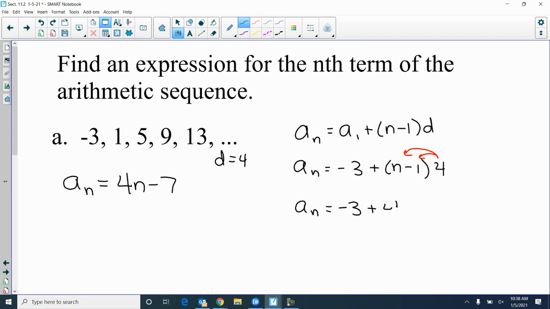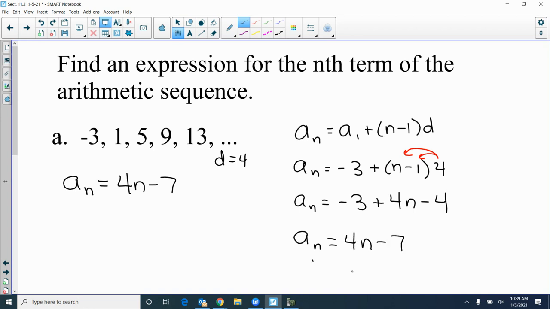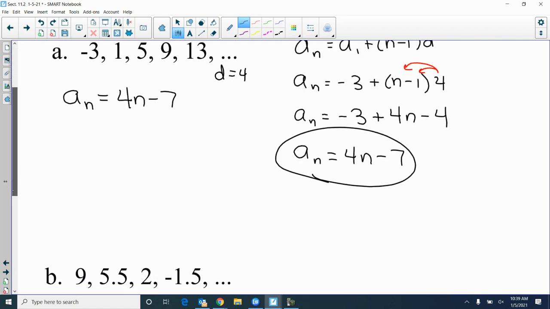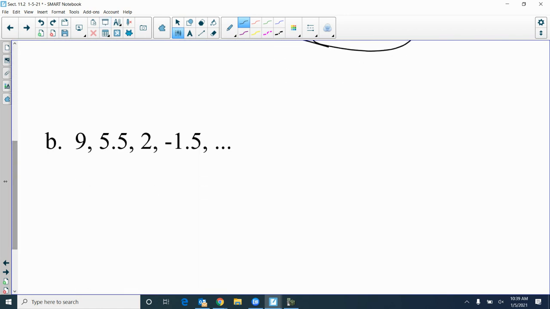So I get a sub n equals -3 plus 4n minus 4. So now a sub n equals 4n minus 7. All right, do I have to do it this way if I know how to do it that way? No, I don't care. Just give me 4n minus 7. Sometimes you like a little, but that formula is going to come up in other ways as well. All right, for the second one here, I'm going to use that formula. Go ahead and copy that down.